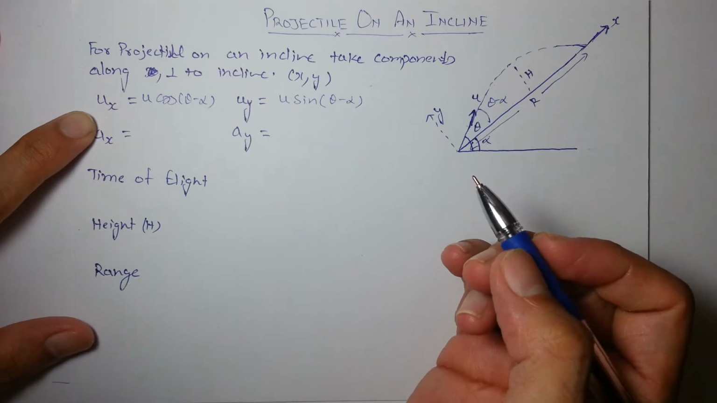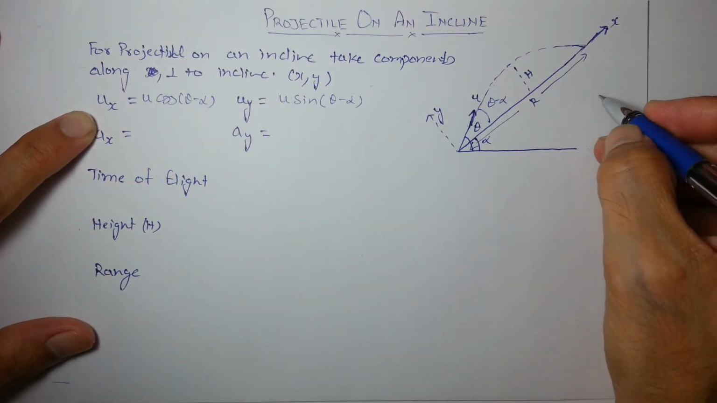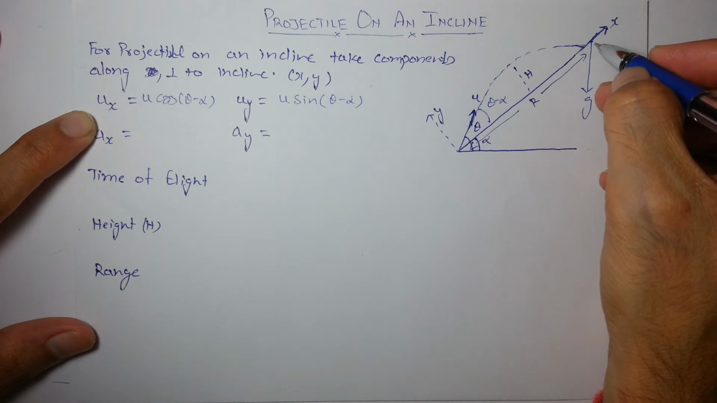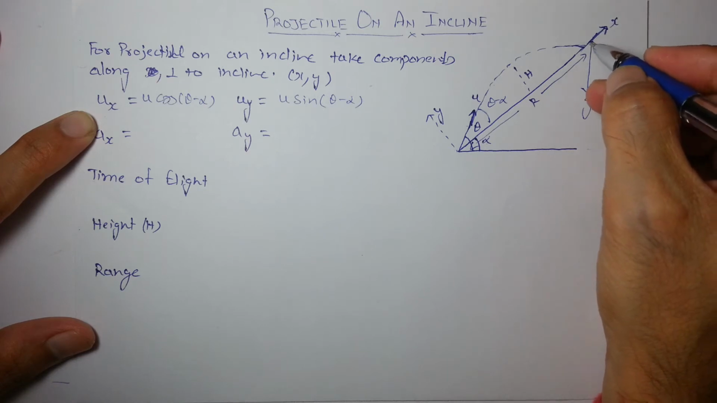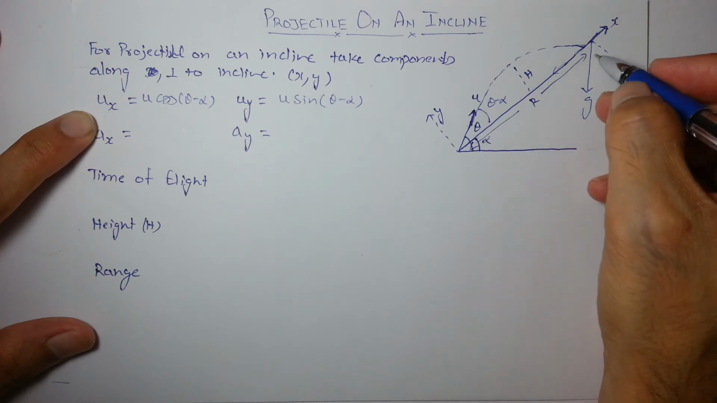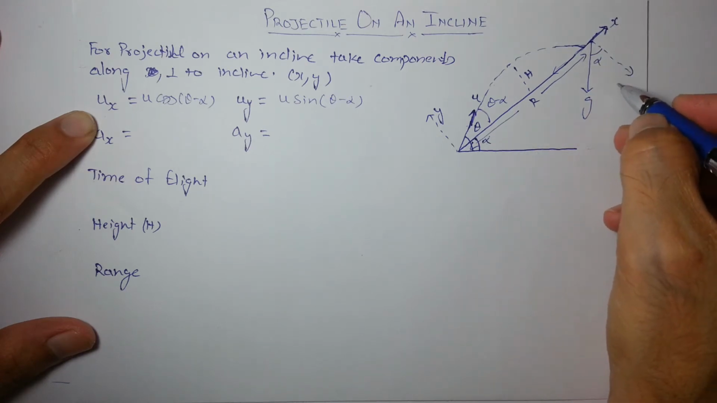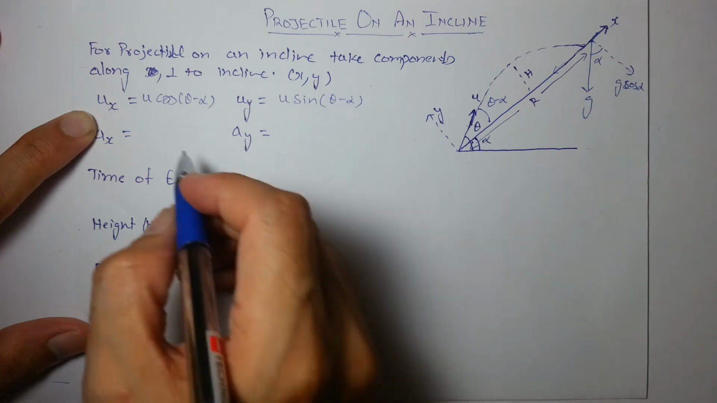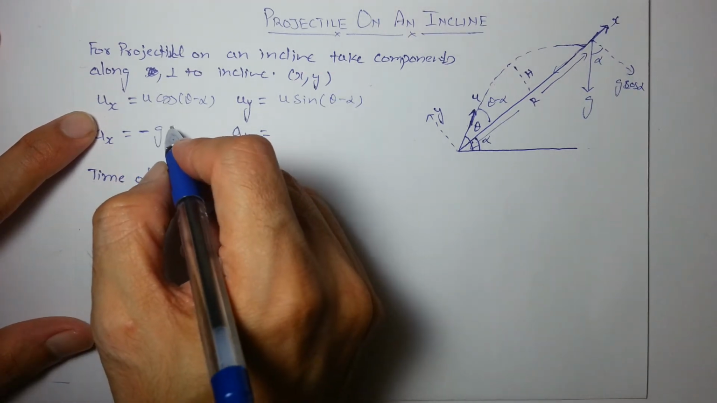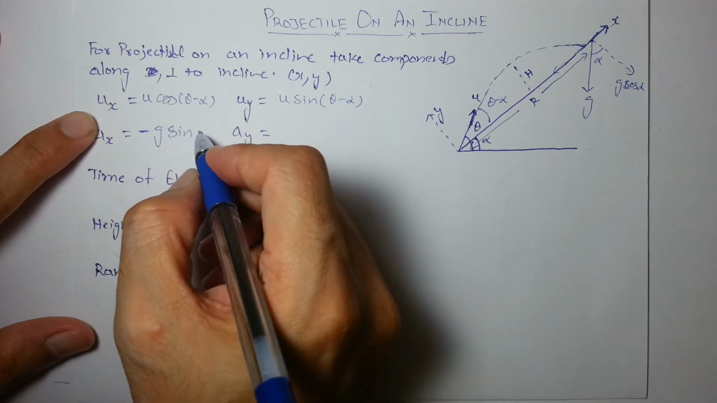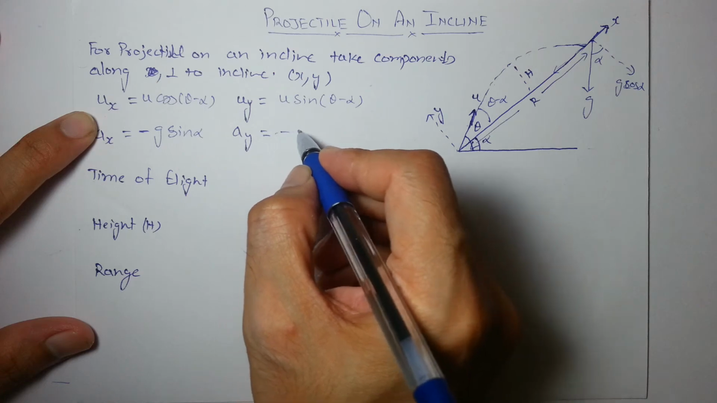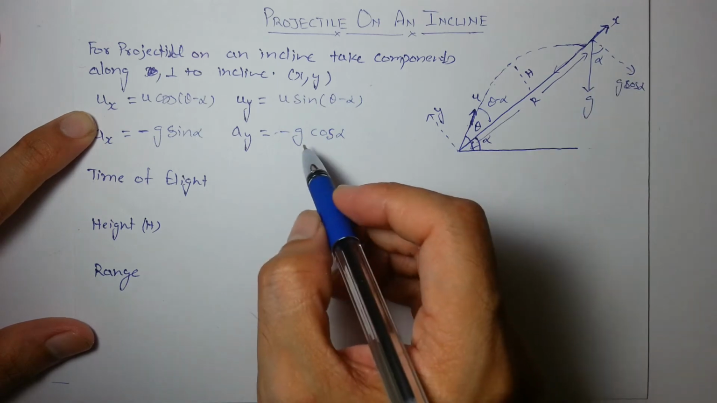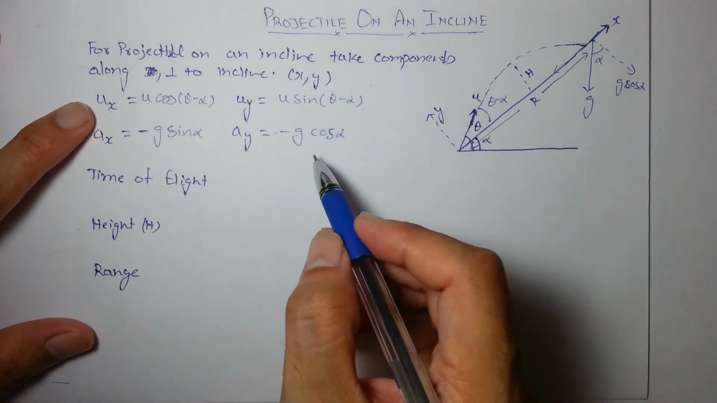Hence ay. Let's see this diagram very carefully. This is the acceleration g in the downward direction. We have to take its components along and perpendicular to the incline. This angle is alpha, so this angle will also be alpha. So perpendicular to the incline will be g cos alpha, and along the incline g sin alpha. So ax is nothing but minus g sin alpha, and ay is minus g cos alpha. These are the two important values of acceleration in the x and y directions respectively.